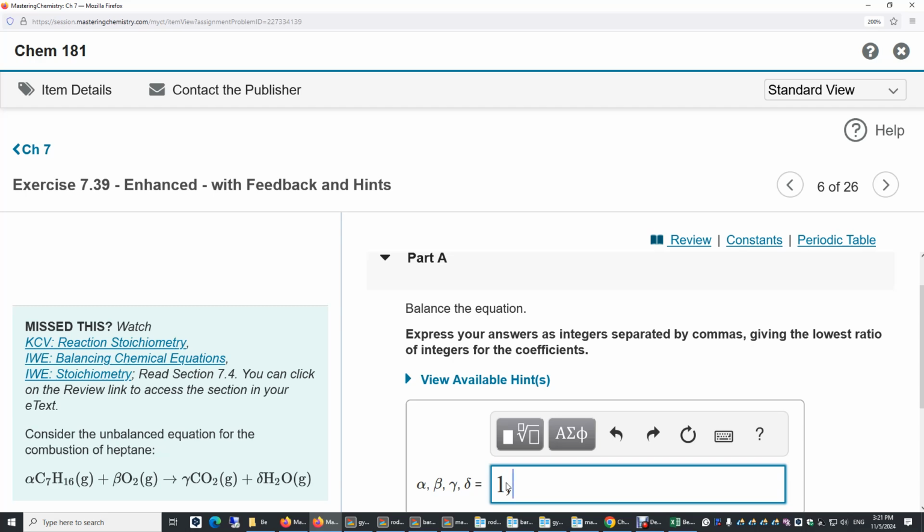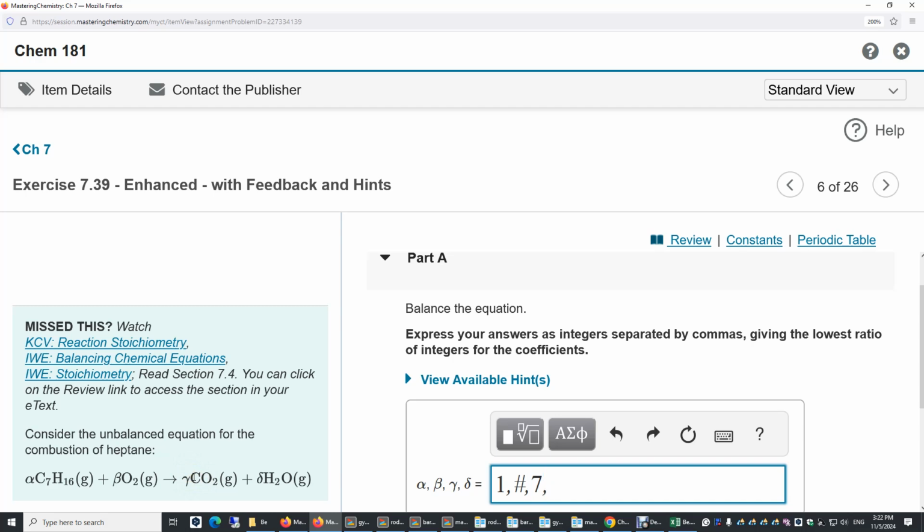beta is. It does not allow me to enter a question mark, so I'm going to use a pound sign for beta. I don't know what that is. Gamma, somehow I know the value of gamma because again, let's balance one element at a time. On the left hand side, we see carbon appears in heptane but not in oxygen. If I have one heptane, it contains 7 carbon atoms. Therefore, on the right hand side of the equation, I need 7 carbon atoms. Therefore, this gamma has to be 7.